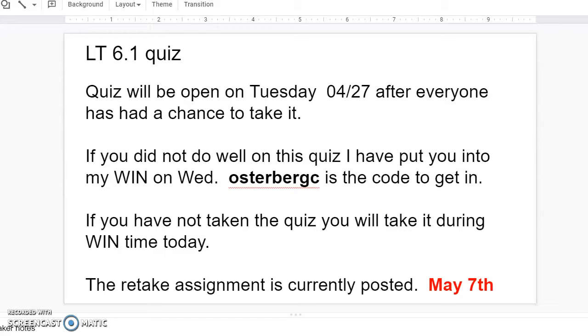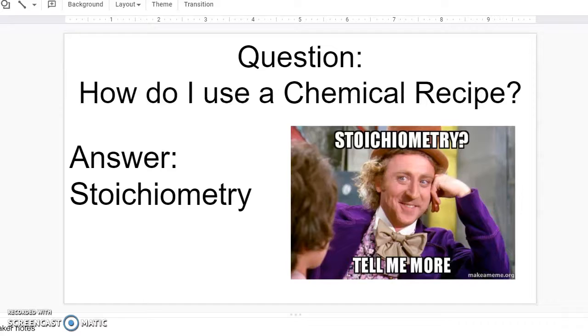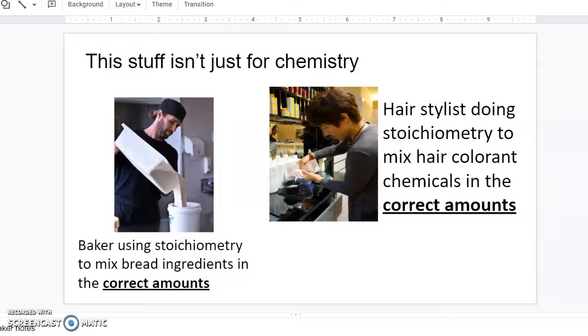All right, so we are going to talk more about this thing called stoichiometry. So the question for today is, how do I use a chemical recipe? And the answer is stoichiometry. So some of you might be saying, well, what is stoichiometry, Miss Osterberg? Well, that's a really good question. Stoichiometry is used in chemistry a lot, but it's also not just used in chemistry. For instance, bakers use stoichiometry when they're making bread.